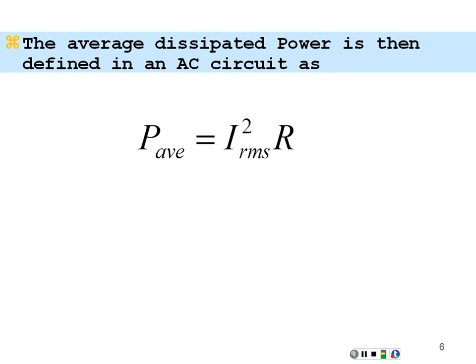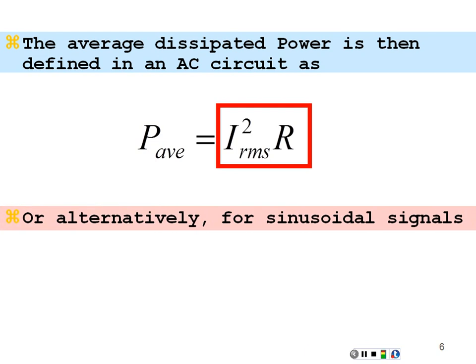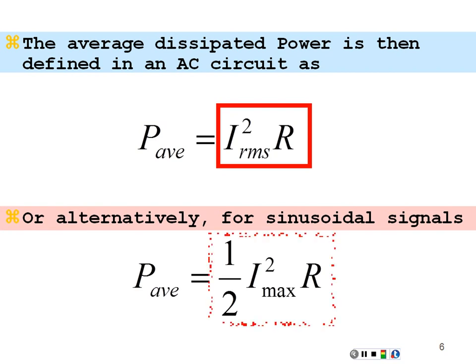With this, we can now deal with power. The average power dissipated is equal to the root mean square current squared times the resistance in the circuit. And this will always be our power dissipated in an AC circuit, because the resistance is the item in the circuit that is actually dissipating energy. Alternatively, we could say for sinusoidal signals, since the root mean square current is the maximum current divided by the square root of 2, the average power would be 1/2 the maximum current squared times the resistance.